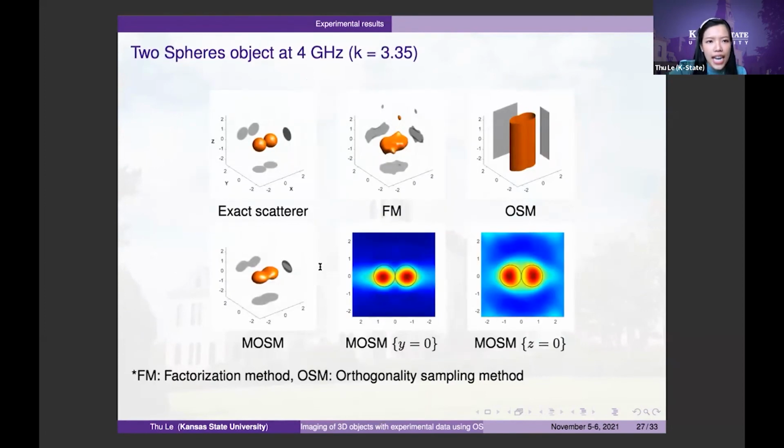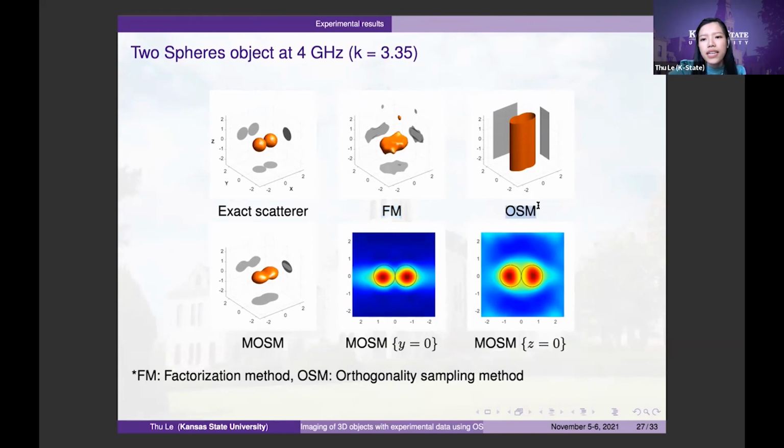So this is the first case, two spheres. You can see the exact scatterer at the beginning, and then FM, a classical sampling method called the factorization method. You can see this classical sampling method gives a reasonable reconstruction for the location of the true object. However, it cannot reconstruct the shape of the exact scatterer. Well, that is because in real data there is some sort of noise, and classical sampling methods cannot handle noise very well.